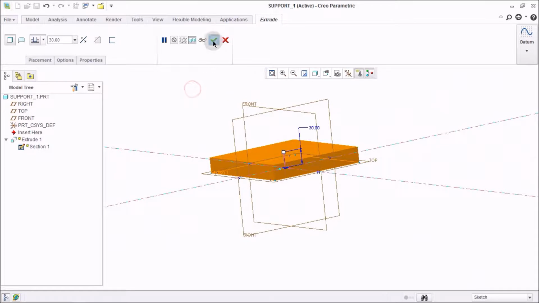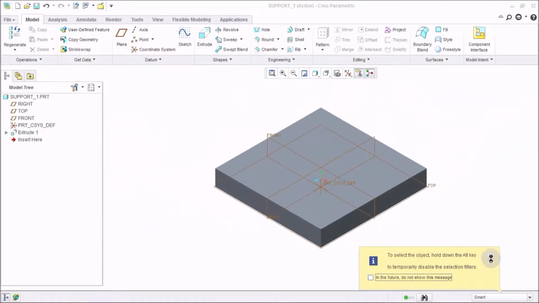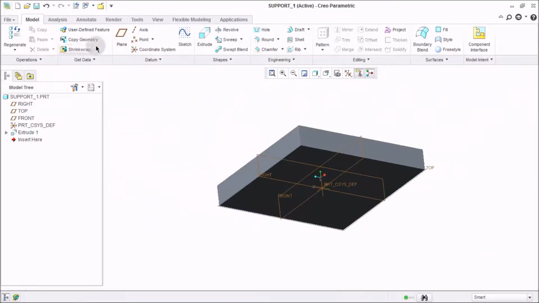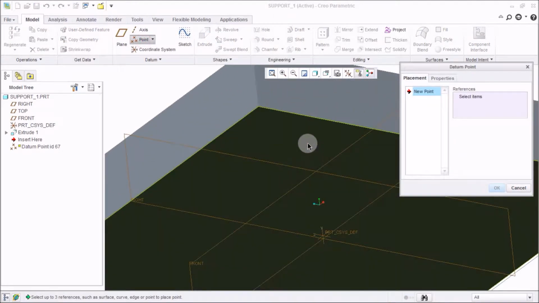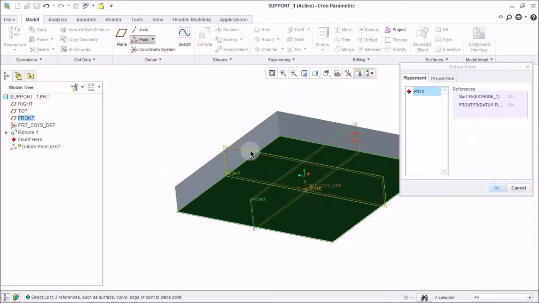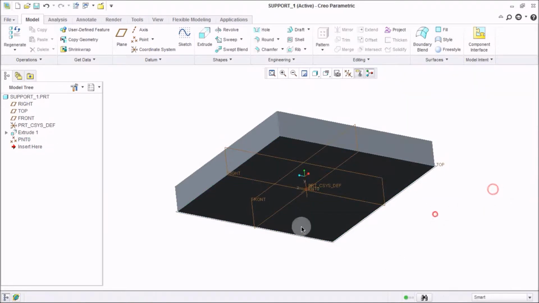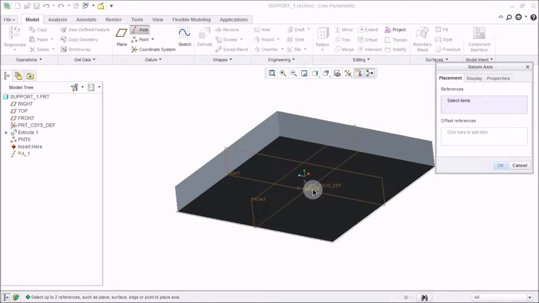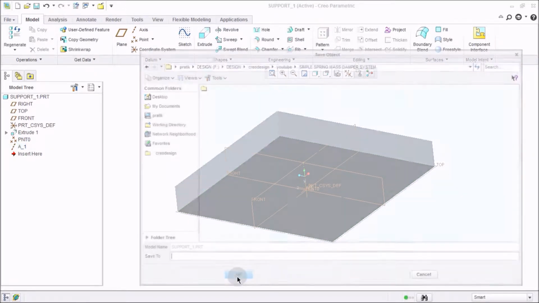Okay, then similarly take one point which lies on this plane. So we have this point 0 for this fixed support. Then make an axis which passes through this point and is perpendicular to this plane. Okay, then save this support part.